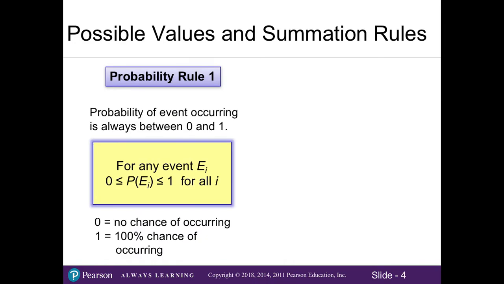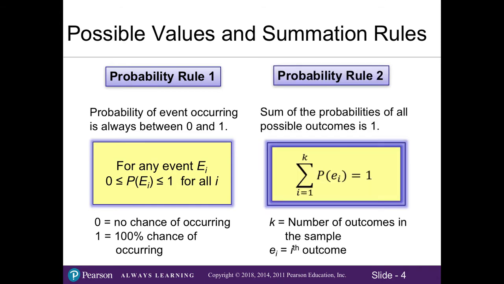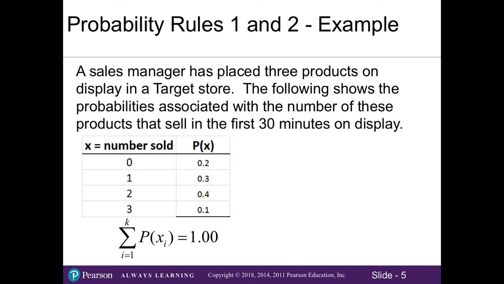So the first probability rule: the probability of something happening is always going to be between 0 and 1, where 0 has no chance of happening and 1 is a 100% chance of occurring. Probability rule number 2 states that when we add up all the probabilities of all possible outcomes, it should equal 1. Let's see how probability rules 1 and 2 go together.